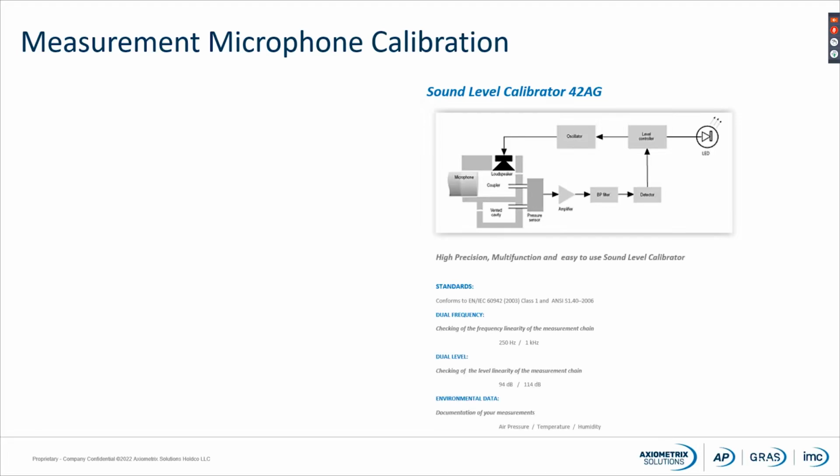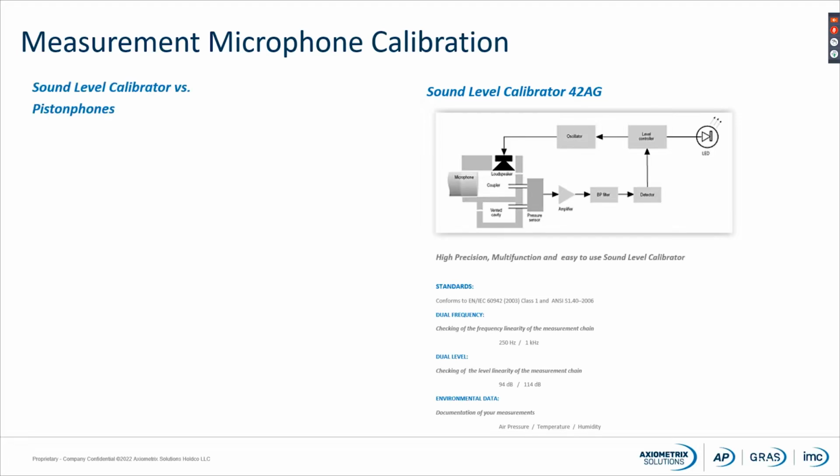We also have dual level, so we have the possibility of checking the linearity of the measurement chain. Dual level is 94 dB and 114 dB, 1 Pascal and 10 Pascal. As an extra plus, you will also have the environmental parameters for documentation of your measurements. So you have air pressure, temperature, and humidity in the little device itself.